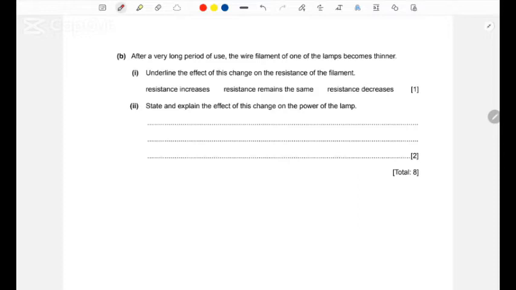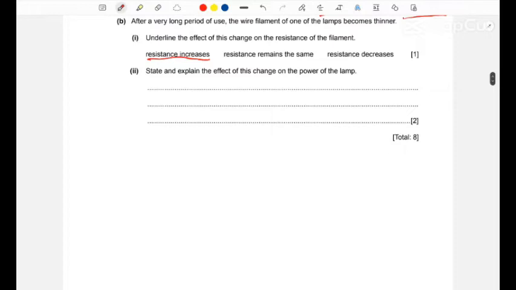So resistance is going to increase, because if the wire becomes thinner, that means the cross-sectional area is going to be smaller, so fewer electrons would be able to pass. Let's say the wire was this thick at first, so more electrons could pass at once, but when the wire became thinner, fewer electrons would be able to pass, so that means resistance increases.